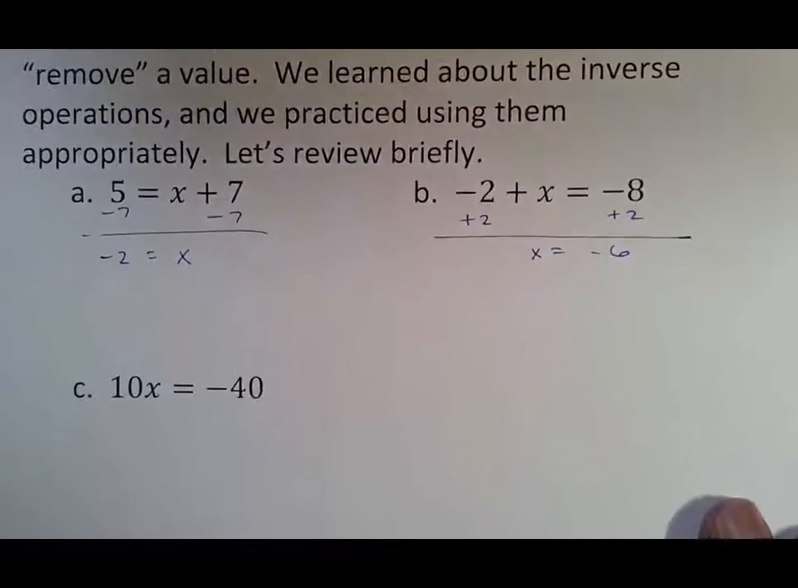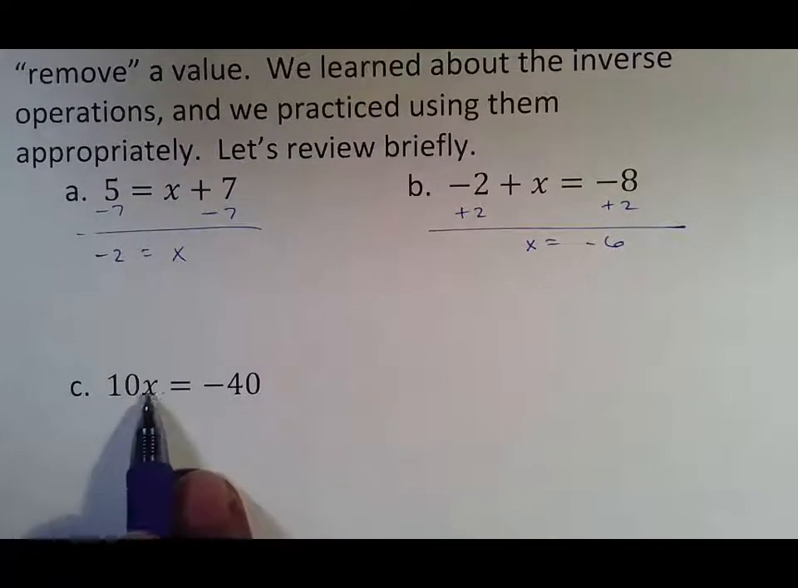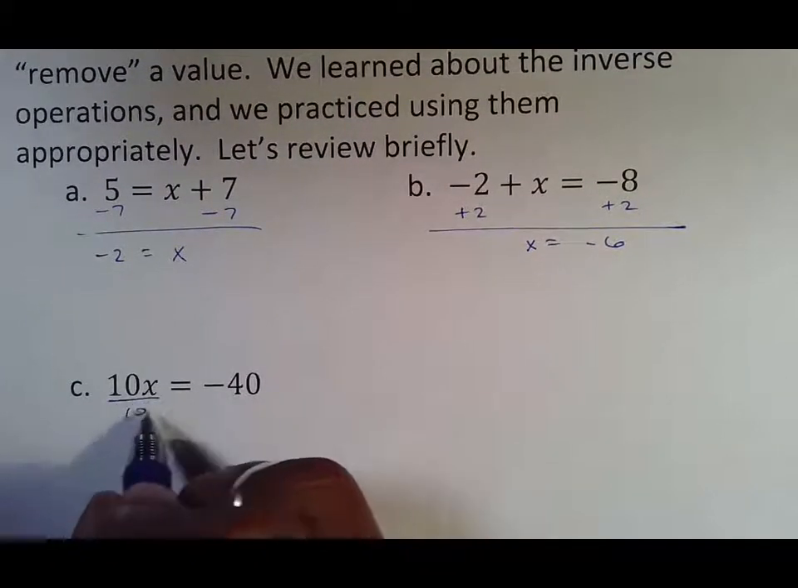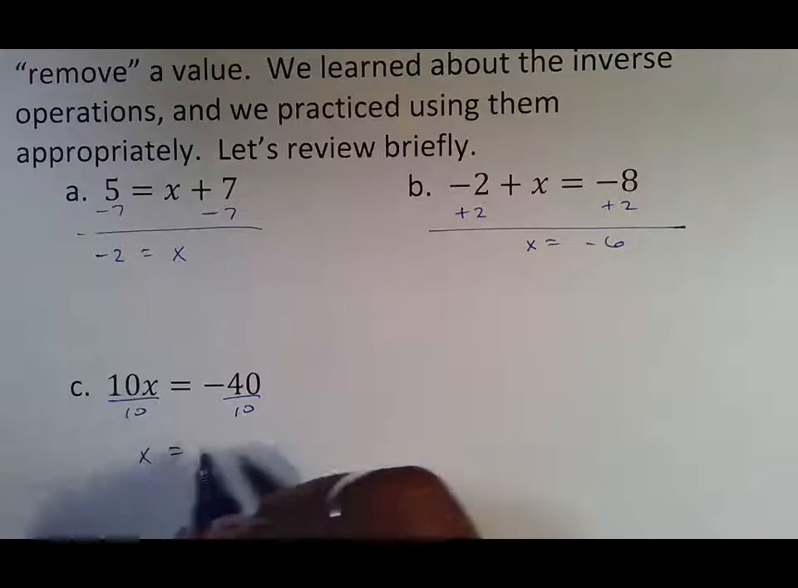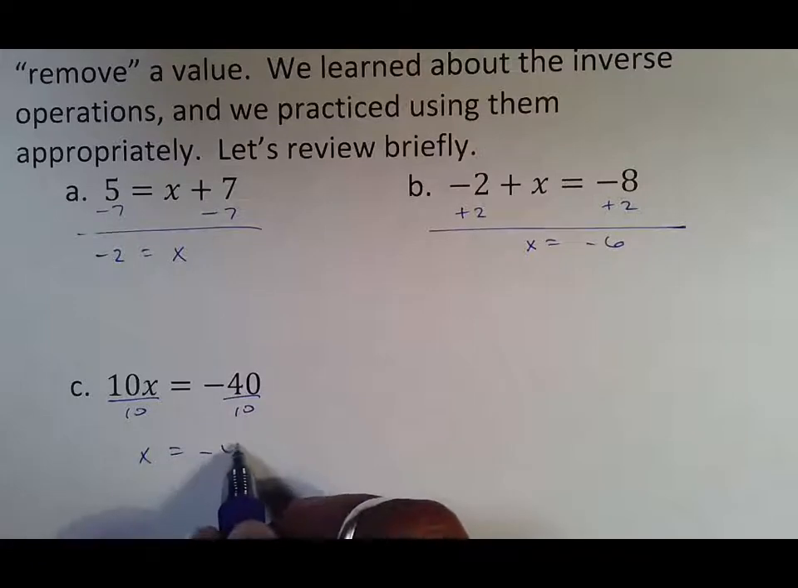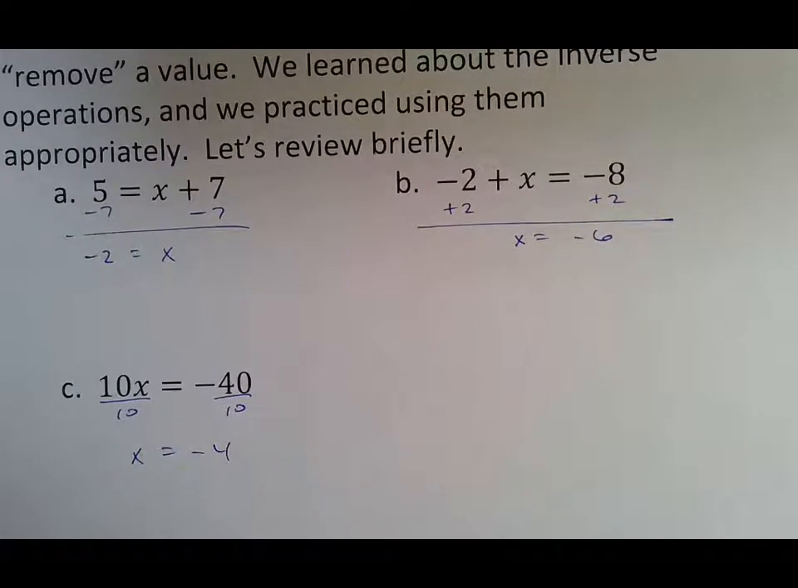And then the third thing we learned was how to move two numbers that are directly attached, which is being multiplied, by dividing by whatever is attached. These two things cancel to become 1. Negative 40 divided by 10, because there's one negative makes it negative, and 40 divided by 10 is 4.